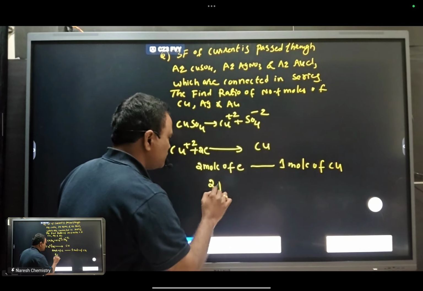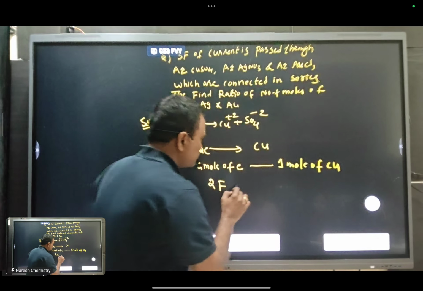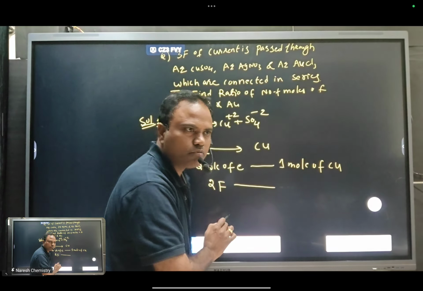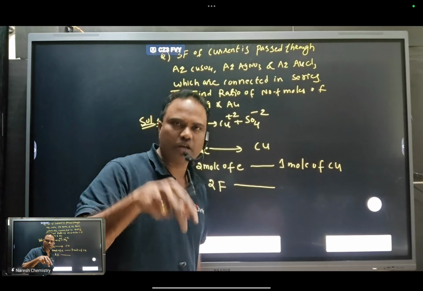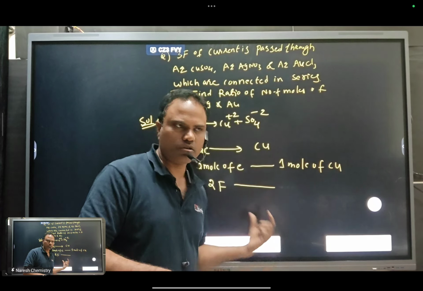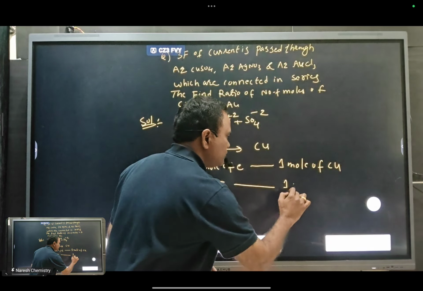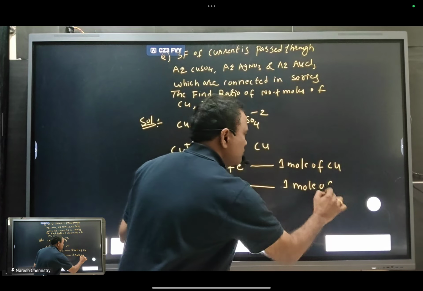See, in place of 2 moles of electrons, we can write 2 Faraday. So when you pass 2 Faraday of current, 1 mole of copper is depositing. Correct or no? So 2 Faraday of current is depositing how many moles? 1 mole of copper.